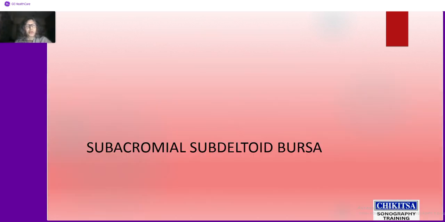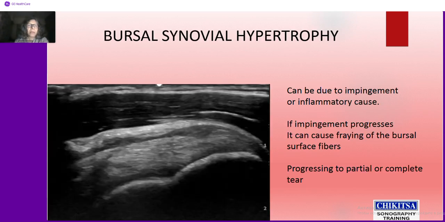No discussion of the shoulder is complete without looking at the bursa. So I just wanted to add a few slides here. So this is the deltoid. This is the peribursal fat. This is your underlying tendon. And here is the subdeltoid bursa. As you can see, it is not anechoic. It is not regular and smooth. It appears gray, so that is called hypoechoic. And so this is hypertrophy of the synovium.